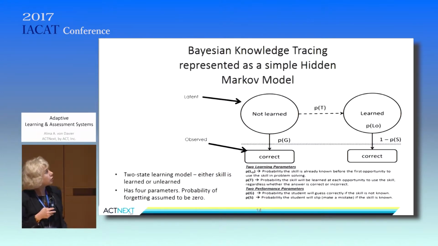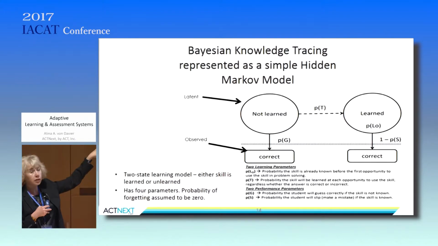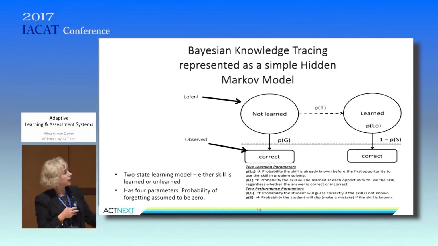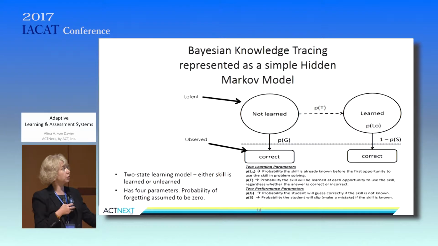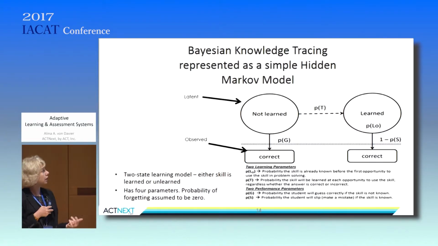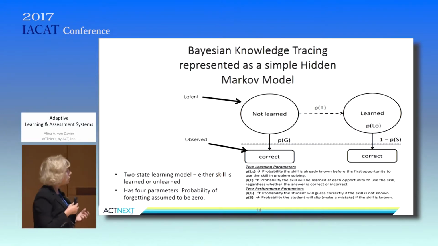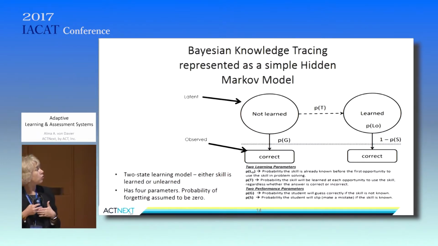So as I mentioned before, it does look a bit like a simple hidden Markov model with 2 states, the not learned skill and the learned skill, where different probabilities of transitioning from one state to the other will need to be estimated. And you have the observed information about whether the student responded correctly or incorrectly to that particular question. So it is more like a 2-state learning model.